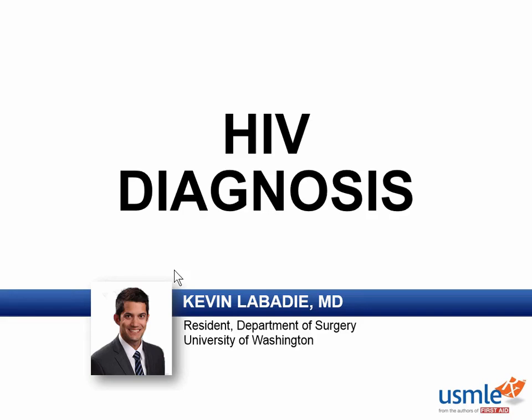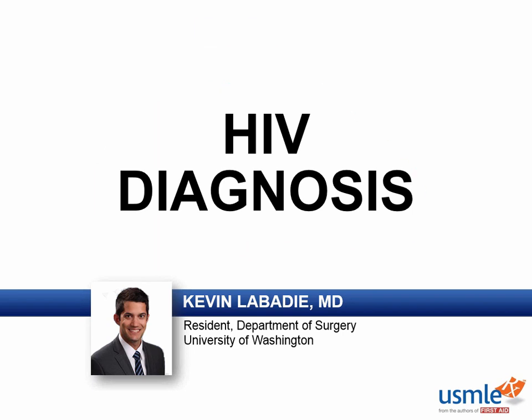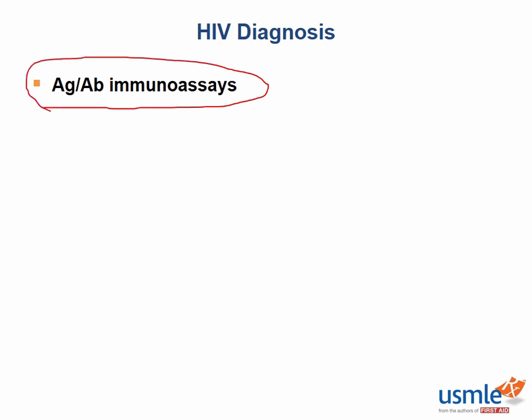Now let's review the diagnostic tests that are used to confirm the diagnosis of human immunodeficiency virus. The diagnosis of HIV is achieved through a series of tests that are both highly sensitive and specific for viral antigens and human antibodies against those viral antigens. The most common test that's first performed in an individual that's suspected to have an infection with HIV is the antigen and antibody immunoassay, which detects a specific viral antigen of HIV.